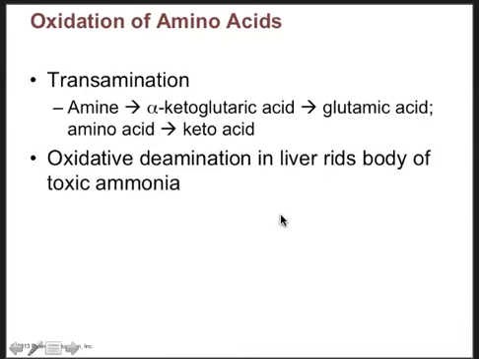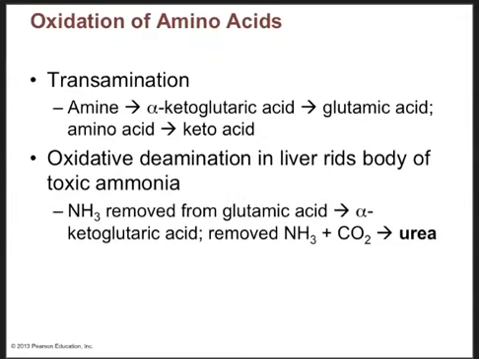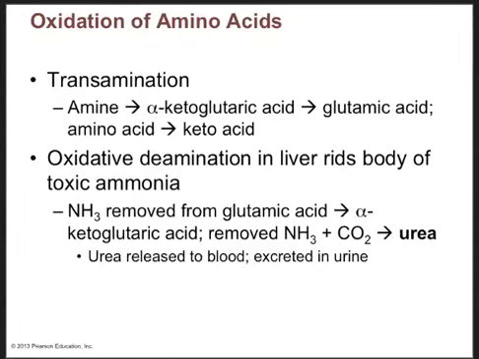Oxidative deamination in the liver generally rids the body of toxic ammonia. This ammonia can either be excreted directly in the urine, or it can be used to generate urea, which is a much less toxic nitrogenous waste that can also be disposed of in the urine. The ammonia removed from glutamic acid is used to generate alpha-ketoglutarate. This removed ammonia is combined with carbon dioxide, and the urea that results is then excreted in the urine stream.